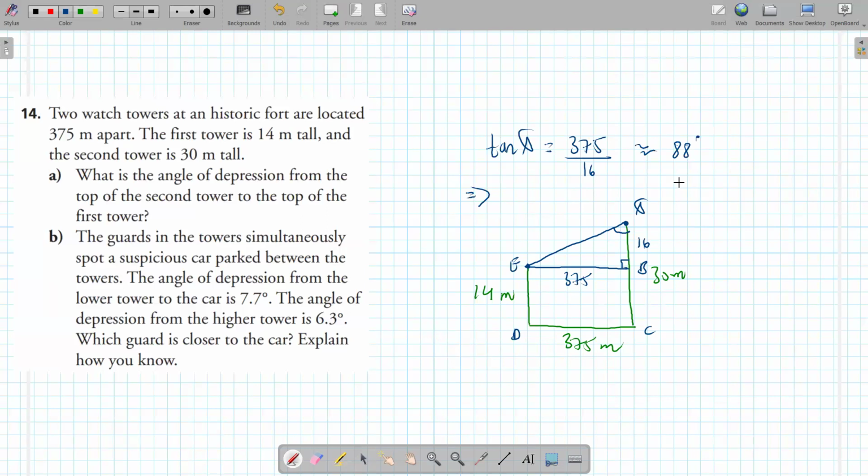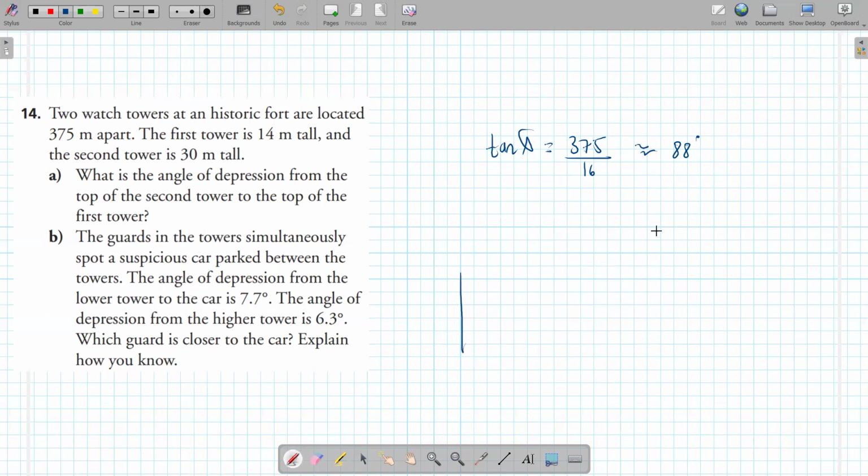Part B. The guards in the towers simultaneously spot a suspicious car parked between the towers. So there's a guard here. There's a guard here. And there's a car in the middle of the two towers. Let's say right there. Call that O. The angle of depression from the lower tower to the car is 7.7 degrees. So the lower tower is this. The angle of depression, remember, is always from the horizontal. So this angle is going to be 7.7. Let me just redraw this. There's too much clutter.